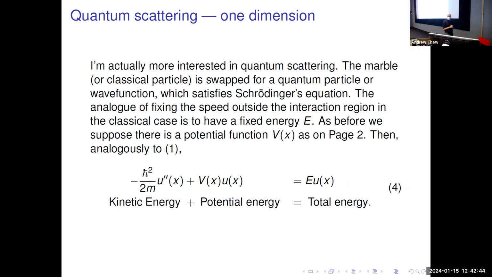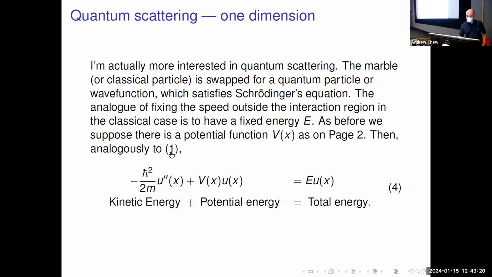And so instead of a marble or classical particle, we're going to consider a quantum particle, or wave function. A quantum particle is not localized to a particular place, but rather there's a kind of probability distribution that tells you how likely a particle is to be at a particular place. So it's determined by a wave function, which I'll call u of x. This wave function, we'll soon see, is complex valued. And the probability density will be the modulus of u squared.